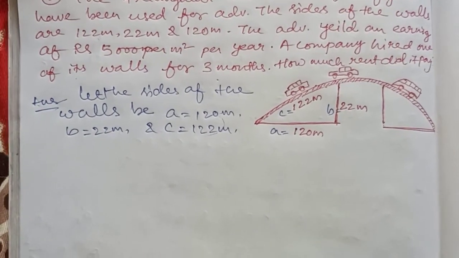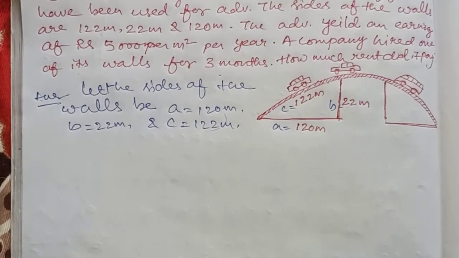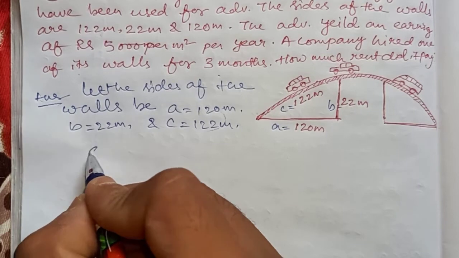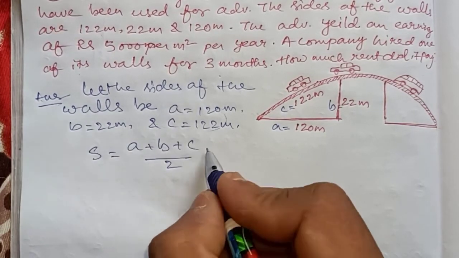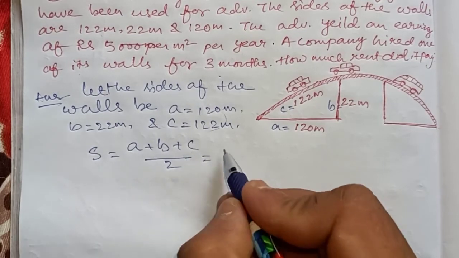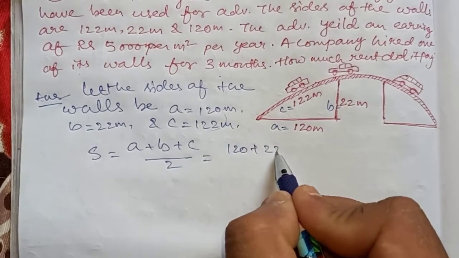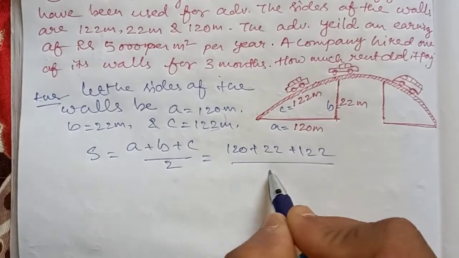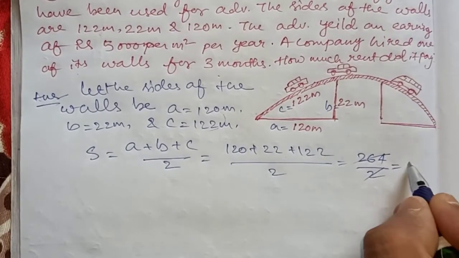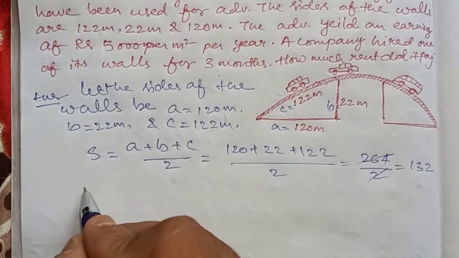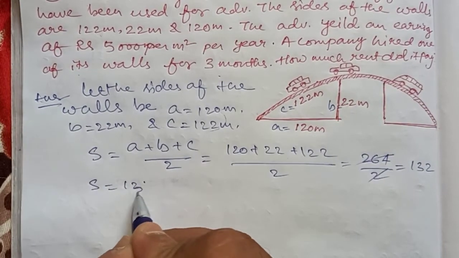So while using the Heron's formula, first of all we find out the value of S. S equals (A plus B plus C) by 2. The values of A, B, C are 120 plus 22 plus 122 divided by 2. That is 264 divided by 2. By dividing it we will get 132. So the value of S we got is 132.